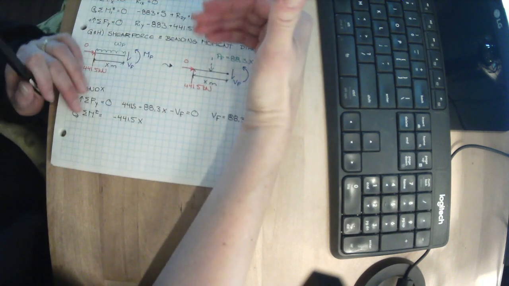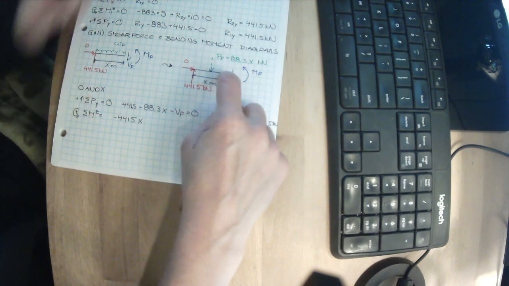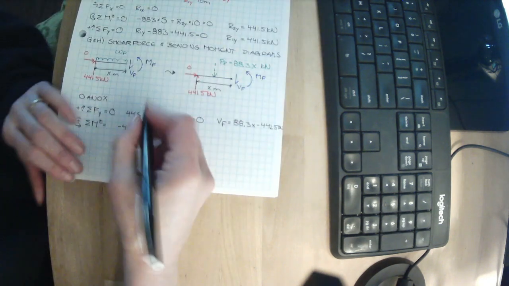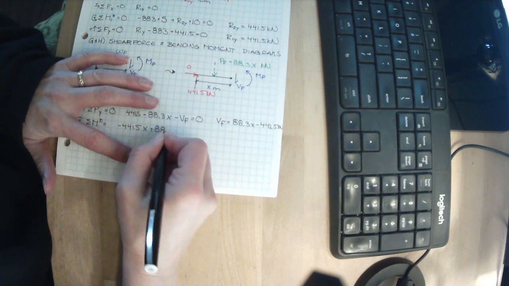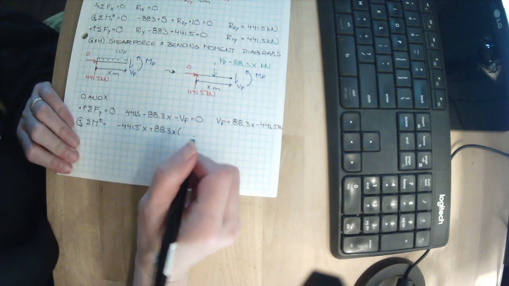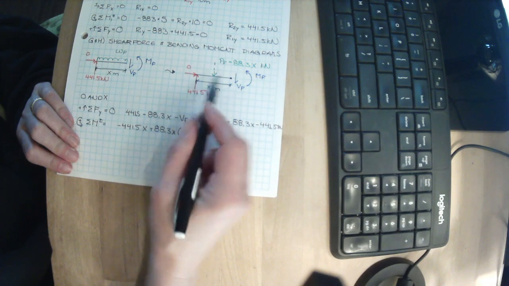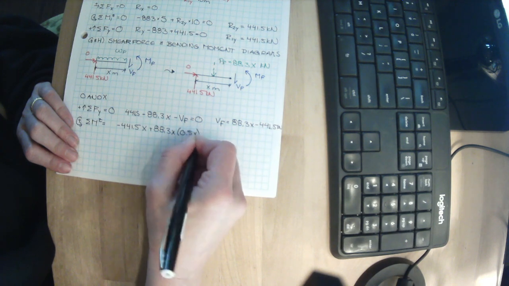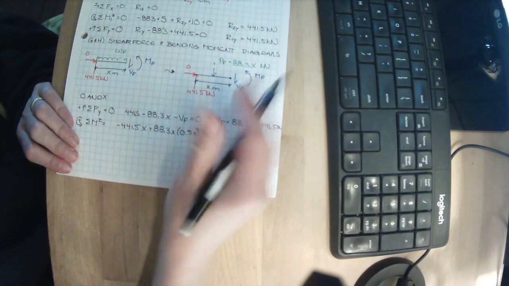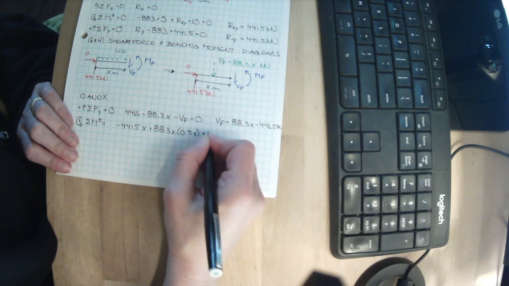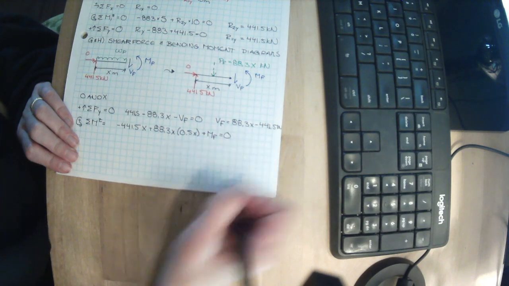PF tries to spin it in this direction. My thumbtack's right here. It's spinning it in this direction, so it's a positive value. So plus 88.3x. And to be a moment, you need a force times a distance. If this is x, this is 1/2 x, or 0.5x. Our moment, we don't know what direction it's in, so we're assuming it's in the positive direction. So plus MF equals 0.